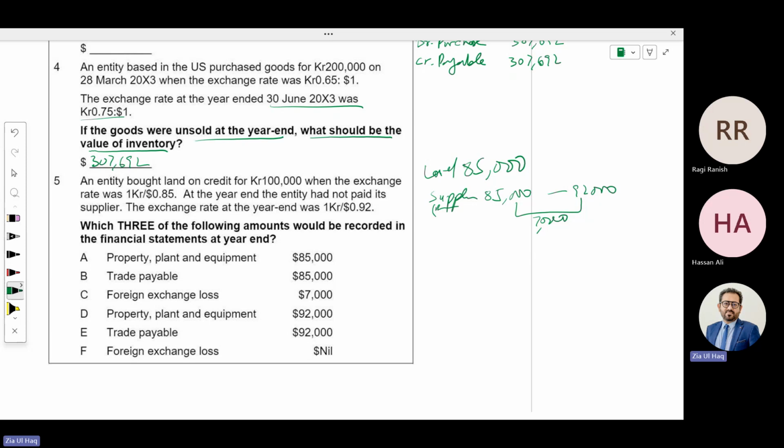Which 3 of the following amounts would be recorded in the statement of profit or loss in the financial statements? Property, plant and equipment with 85,000. Land. Trade payable with 85,000. No, with 92,000. Foreign exchange loss with 7,000. Yes. Property, plant and equipment with 92,000. Trade payable with 92,000.